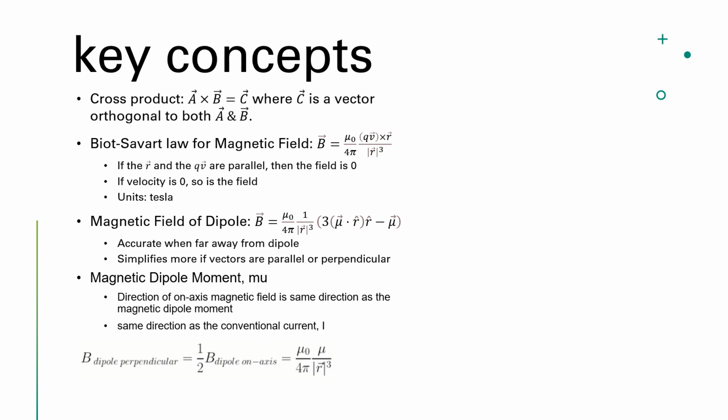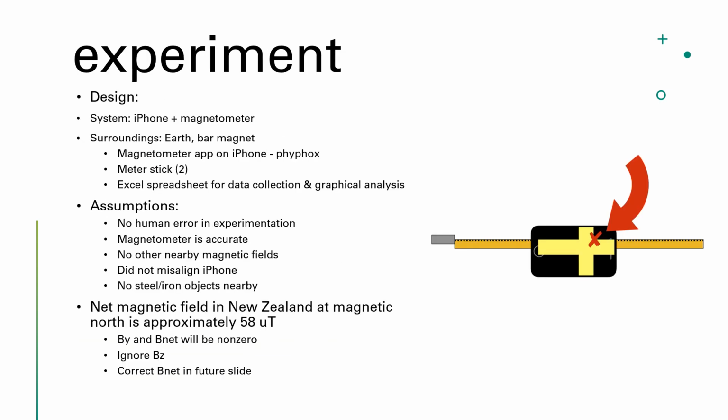conventional current. So for my experiment, the system is the iPhone with the magnetometer app, which I used for PHYS. And then the surroundings are Earth and the bar magnet, as those don't move. I used an Excel sheet for data collection and my graphical analysis. For this experiment, I assumed there was no human error on my part. I assumed that the magnetometer is accurate.